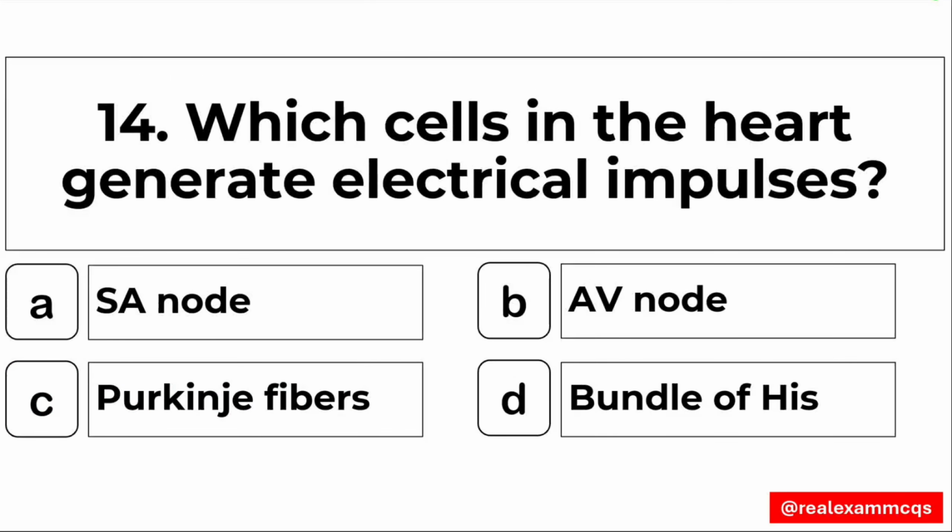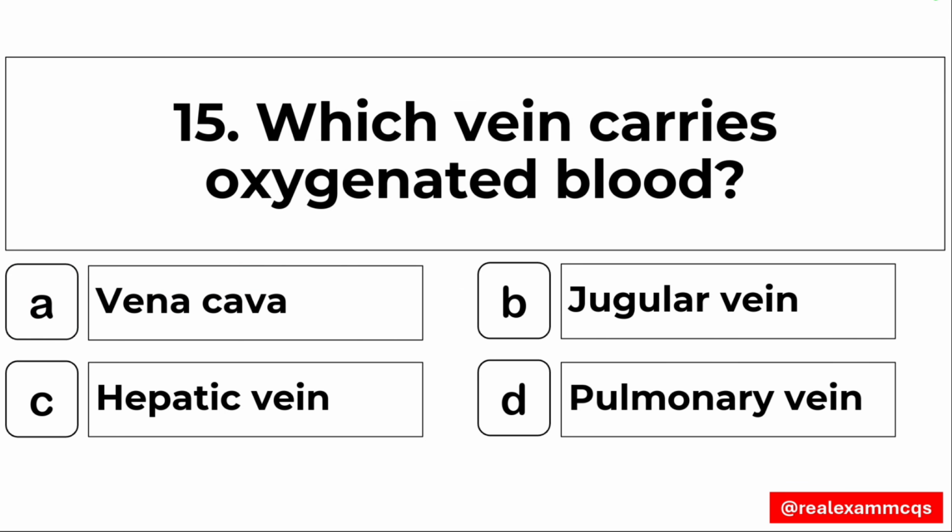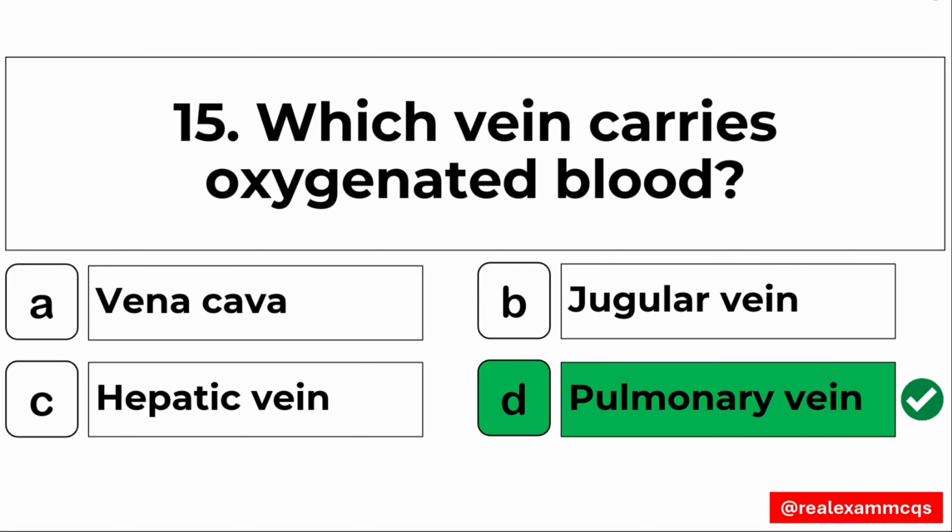Question 14. Which cells in the heart generate electrical impulses? Option A is the right answer, the SA node. 15. Which vein carries oxygenated blood? Option D is the right answer, the pulmonary vein. It is the only vein that carries oxygenated blood.